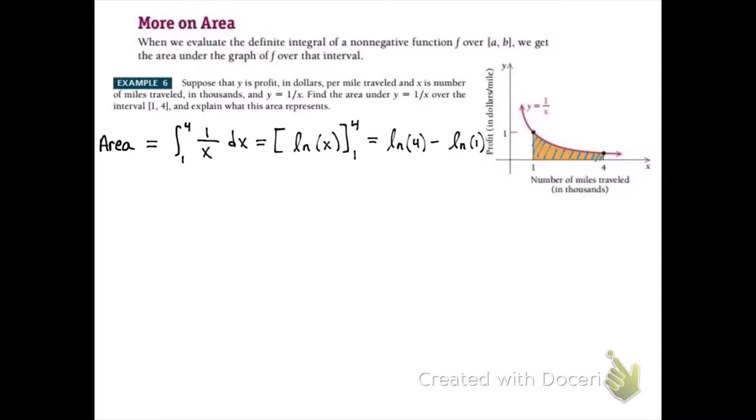Now we know that ln of 1 equals 0. So then our answer is just ln of 4, which we can plug into our calculator to get an approximation for, and it's approximately equal to 1.3863.